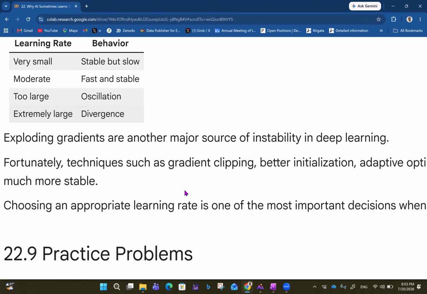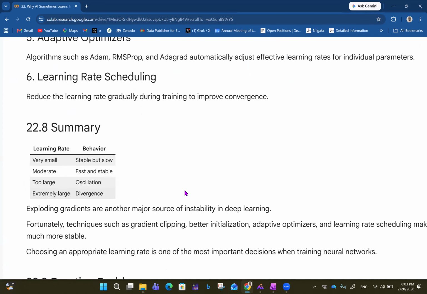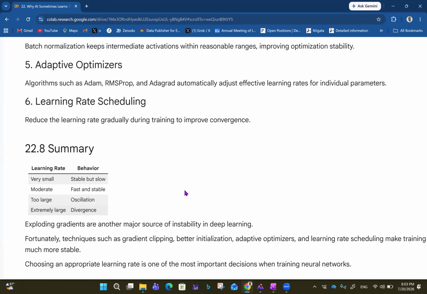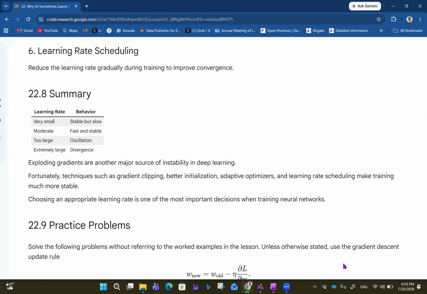So exploding gradients are another major source of instability in deep learning. So learning rates, then exploding gradients. Fortunately, techniques such as gradient clipping, better initialization, adaptive optimizers, and learning rate scheduling make training much more stable. Choosing an appropriate learning rate is one of the most important decisions when training neural networks.